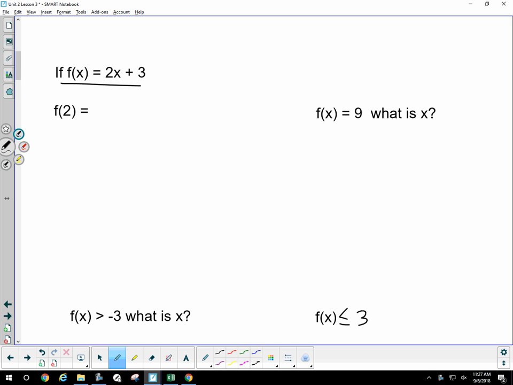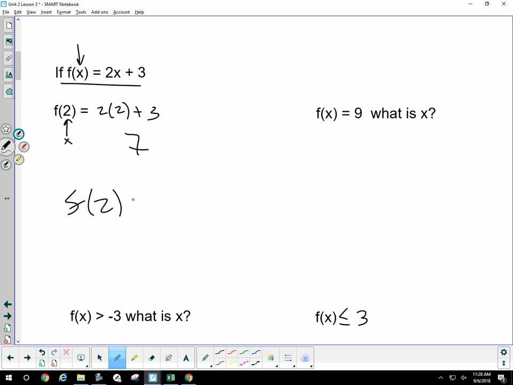Typically an equation is given to us like this: f of x is equal to 2x plus 3. And you have different types of questions using this notation. It's important to realize that x is here. If I replace x with a 2, in my equation I'm going to replace x with a 2, and I get f of 2 is 7.